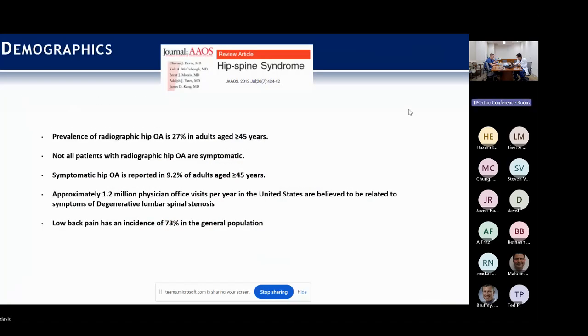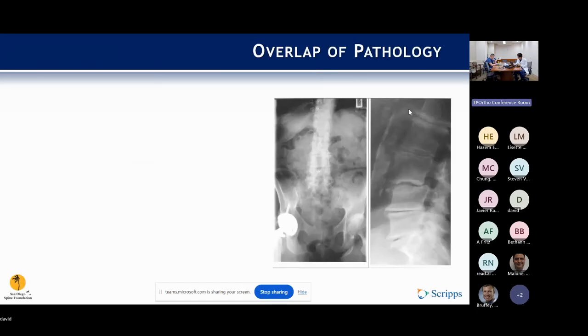So prevalence overall, roughly 9% of adults have symptomatic hip OA, and low back pain, similarly, is very common epidemiologically. It's one of the more frequent reasons why patients visit physician offices in the United States. So there's a huge societal burden and economic cost related to both these issues. Since there's some overlap between hip pathology and spine pathology, it can be very diagnostically challenging.